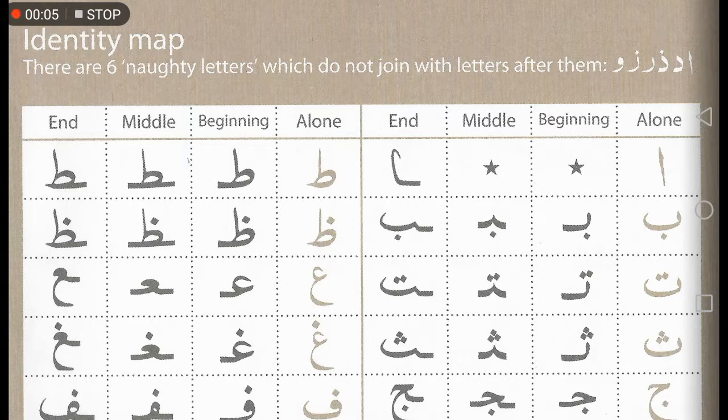Today we're looking at page 4 of the Safar Abridged Qa'idah, which is the identity map. This is a brilliant page. It gives you a really good base understanding of how the letters look physically when they're joining within words.